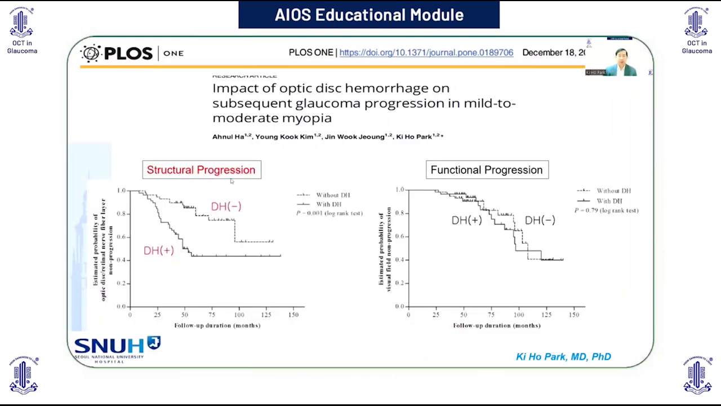So for the structural progression, disc hemorrhage positive eyes showed significantly faster progression compared to the disc hemorrhage negative eyes. But in functional progression in our study, I think it is because the follow-up period was not long, there was no significant difference between hemorrhage positive and negative eyes. But for the structural progression, there was a statistically significant difference.